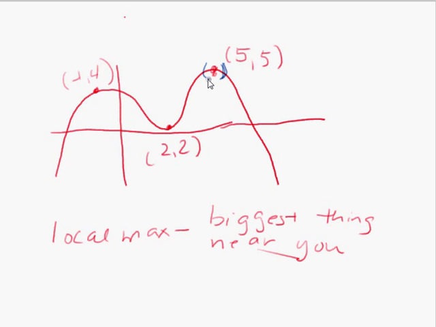So you may be the mayor of your city, but you're not the governor of your state, right? So you're the biggest guy around, but not. So then 2 and 2 would be local minimum. It would indeed. So this is now the smallest thing around, so that is a local minimum.